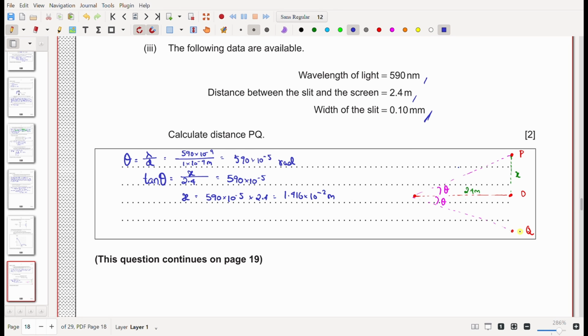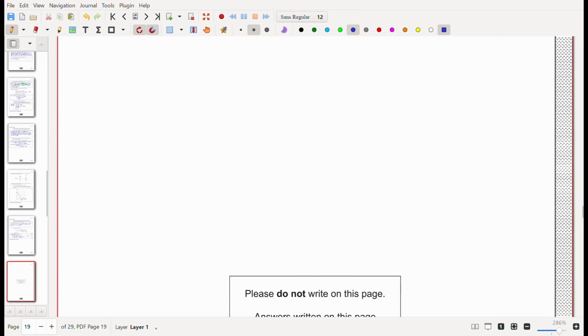But we're not asked for the distance between P and O, we're asked for the distance between P and Q. So this means that PQ is equal to 2x is equal to 2.832 into 10 power minus 2 meters, which is approximately equal to 2.8 into 10 power minus 2 meters, sticking with our two significant figures, and that is our answer. Now let's move on.